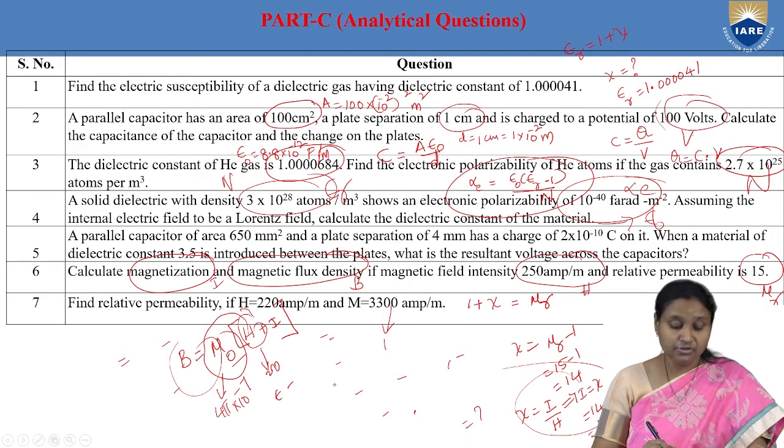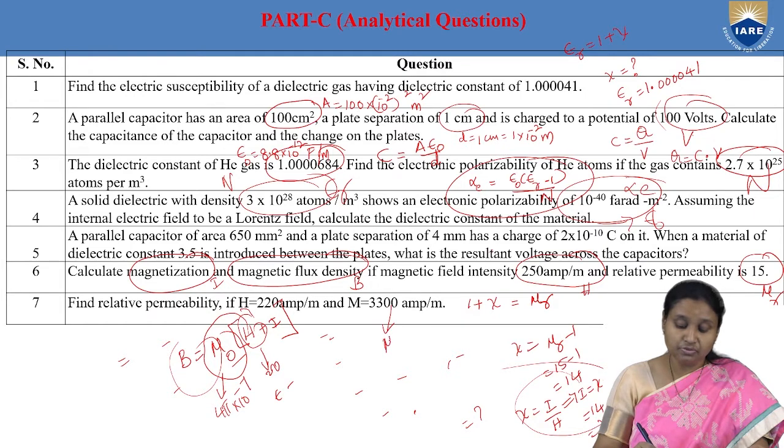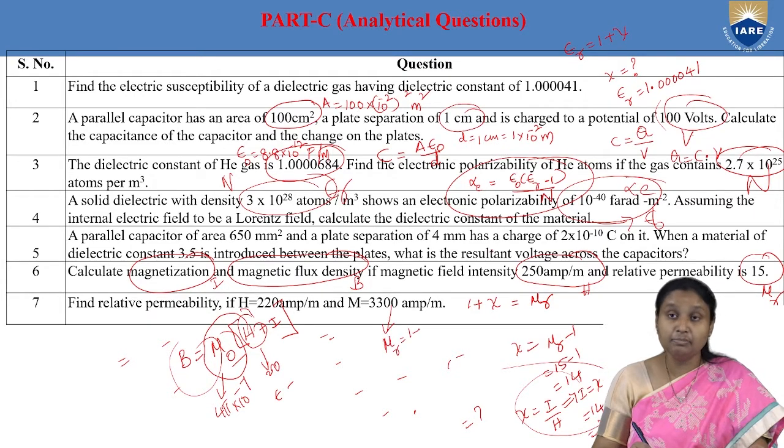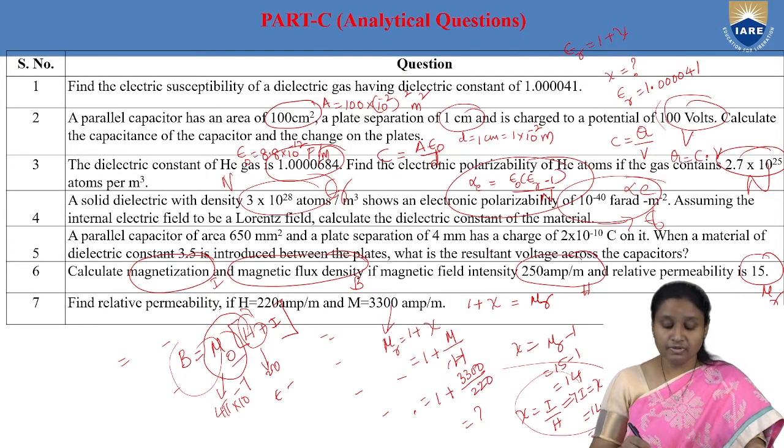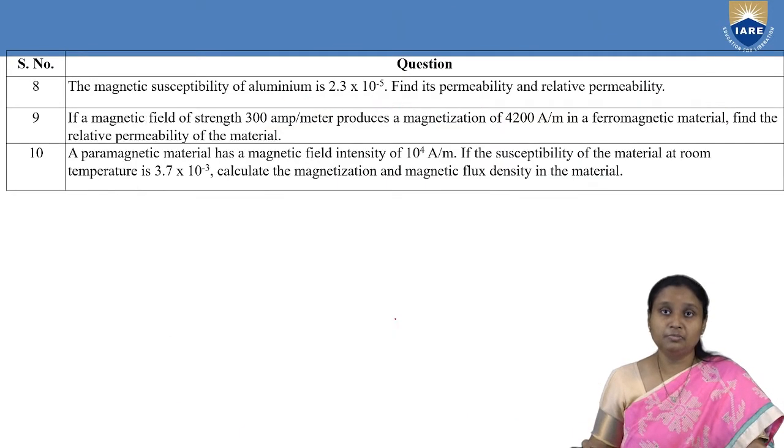Whereas coming to this problem, we were given the value of magnetization, and we were given the value of magnetic field intensity. We need to find relative permeability. We know that relative permeability is 1 plus magnetic susceptibility chi. And if you want to write susceptibility in terms of magnetization, it is M by H. So it will be 1 plus, what is the value of M? 3300 divided by, what is the value of H? 220. So if we solve it, we are going to get the value of relative permeability.